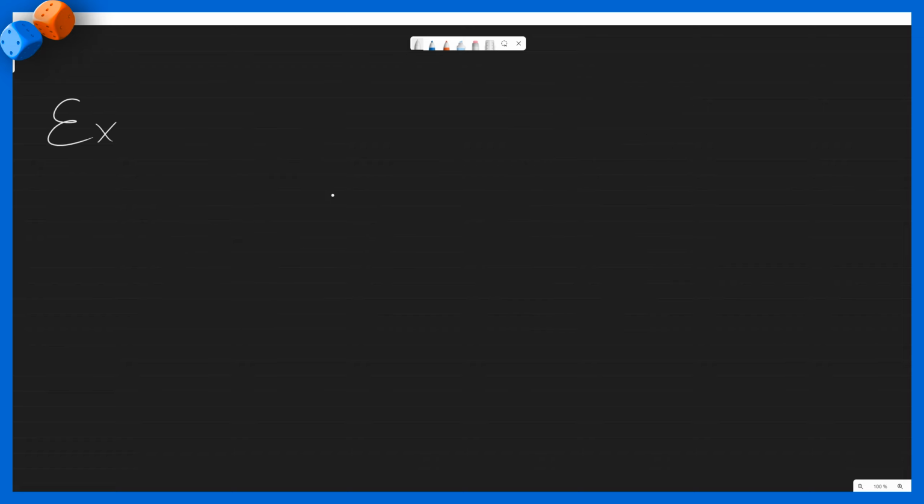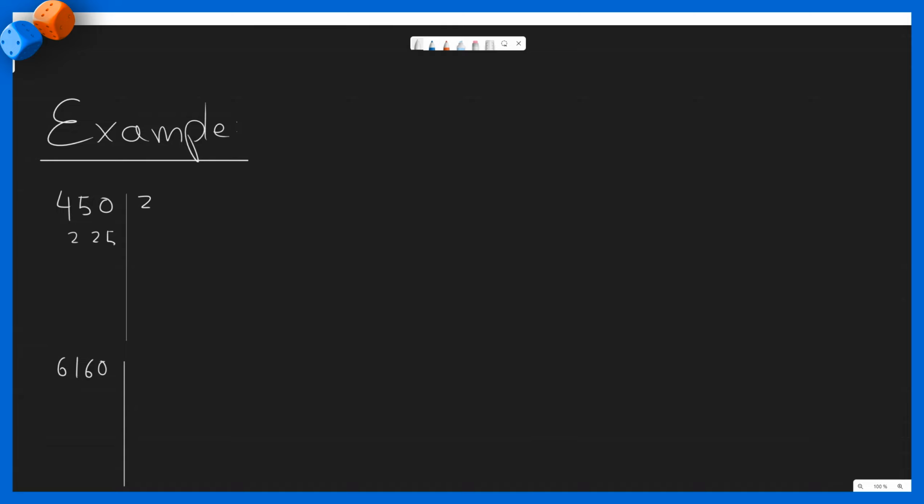Let's do one easy example. Let's factorize 450 and 6160, to, after we do that, get their least common multiple and their greatest common factor. 450 divided by 2 equals 225, divided by 5 equals 45, divided by 5 equals 9, divided by 3, 3, divided by 3, 1. And 6160 divided by 2 equals 3080, divided by 2.